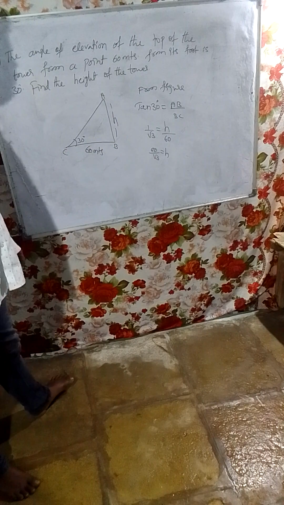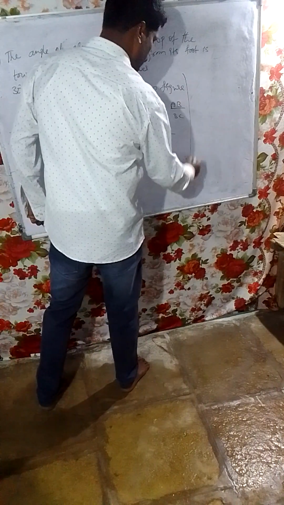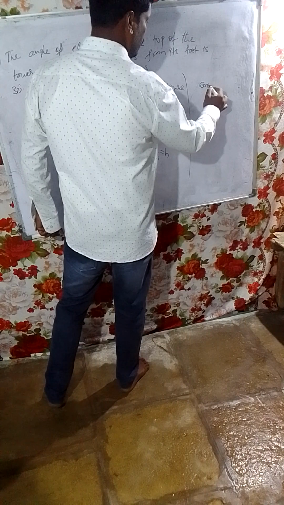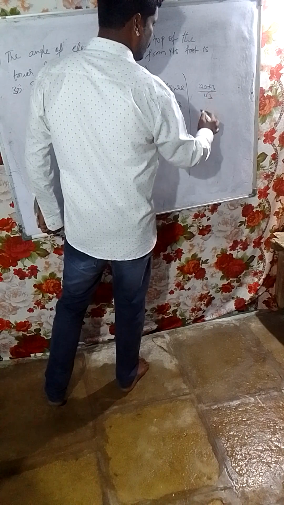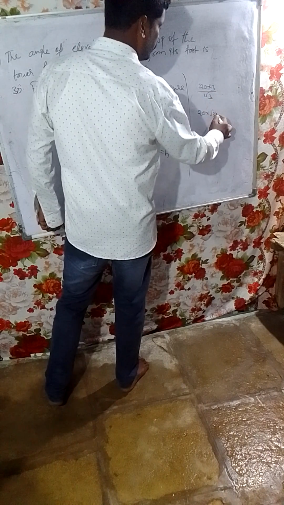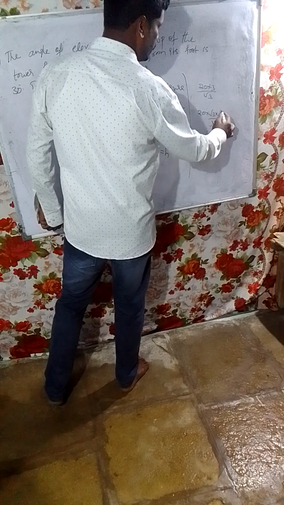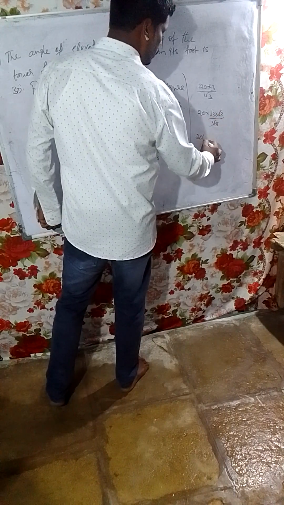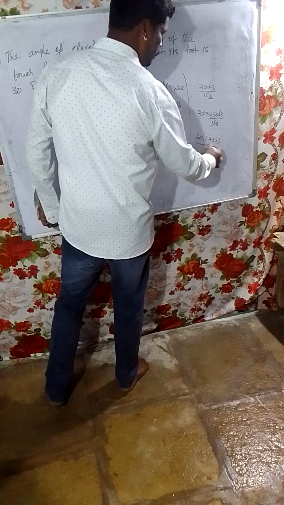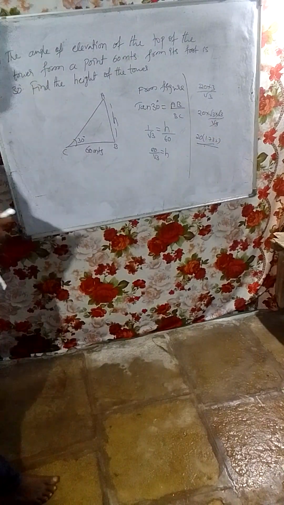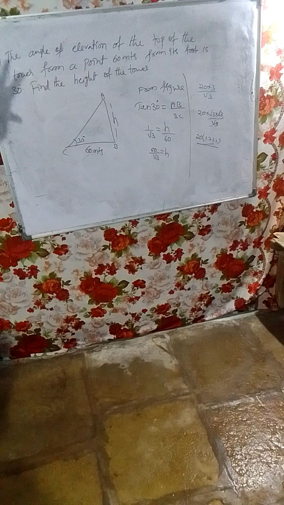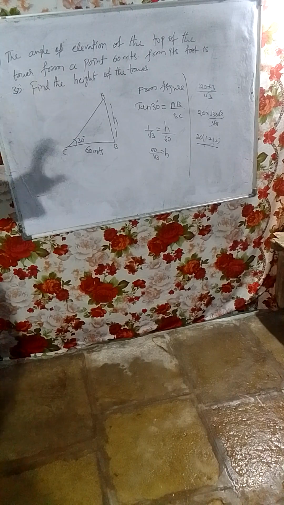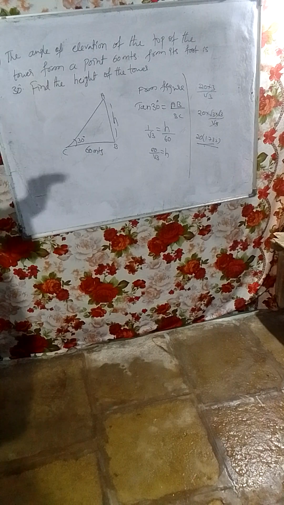Then if you want to simplify it, 60 we can write as 20 into 3 by root 3. Root 3 we can write as root 3 into root 3 by root 3. One root 3 gets cancelled. 20 into root 3, where root 3 is 1.732. If you multiply, we get the value. The angle of elevation of the top of the tower from a point 60 meters from its foot is 30 degrees. We should find the height of the tower.